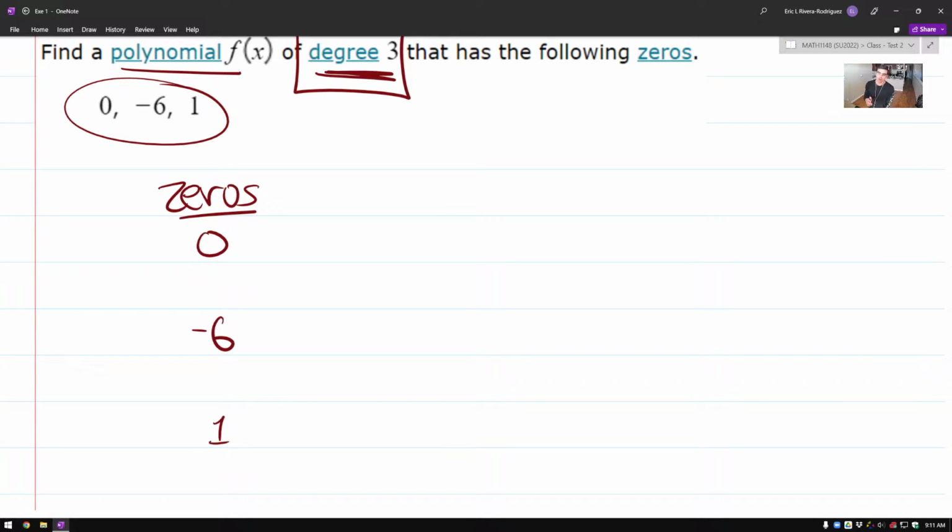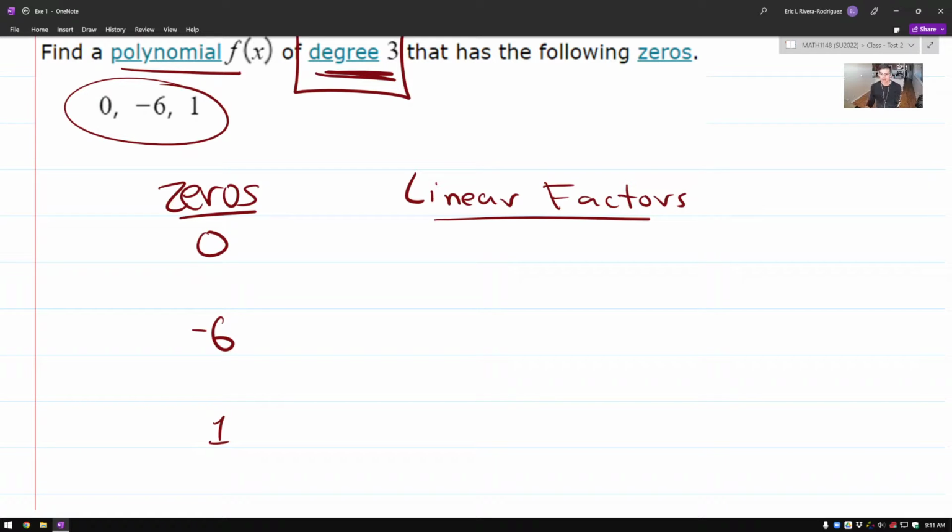You are close, you're close. Before we get to the degree, there is something before getting to the degree, and it is that the zeros are related with the linear factors of this polynomial.